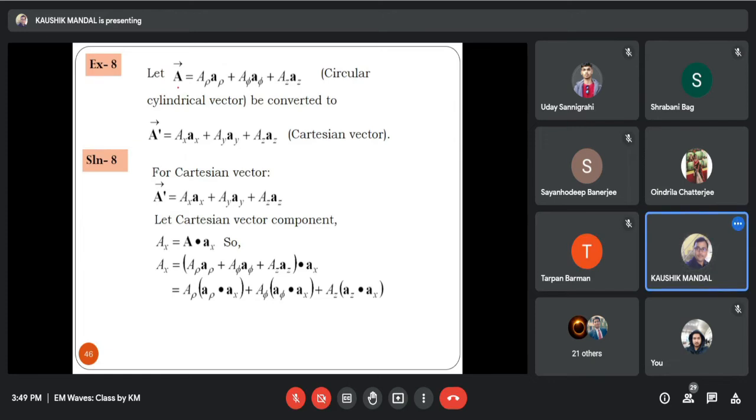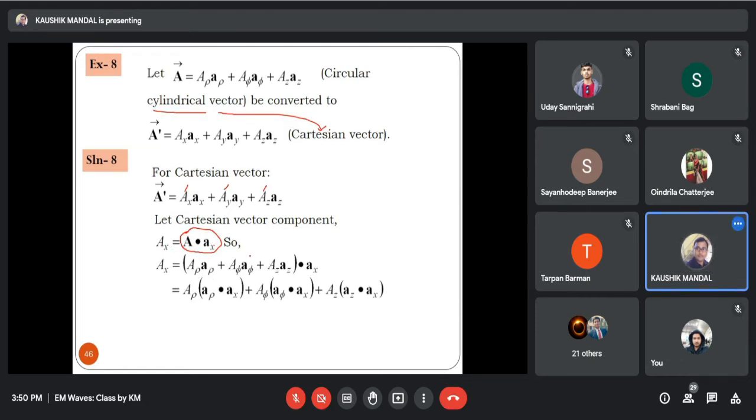Okay, let's start with the problem. A vector is given in cylindrical coordinate system, that is a rho, a phi, a z. Now you have to convert it into Cartesian. That means all these a rho, a phi, and a z, you have to convert into ax, ay, and az. Now, first point is how we can find out the ax. Ax means simply if we take the dot product between the vector a and the unit vector ax, it will give you the ax.